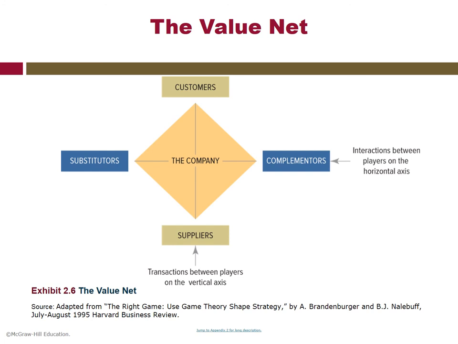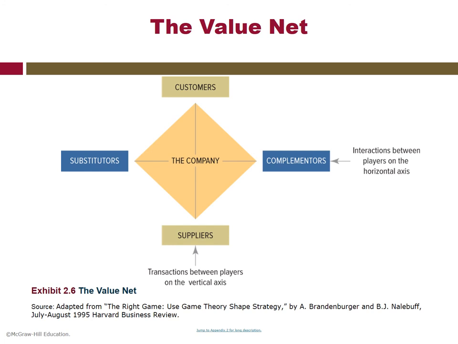To understand further how complement works, you could see in Exhibit 2.6 the value net. The value net is a game theory and it represents the players in the game, analyzing how their interaction creates value to the firm. You can see the vertical dimension of the net. It includes customers and suppliers. So the firm has a direct interaction with the customers and the suppliers.